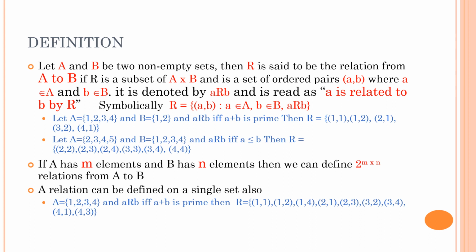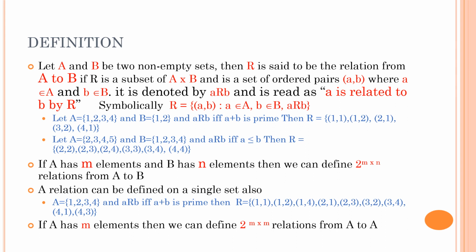Now the pairs become (1, 1), (1, 2), (1, 4), (2, 1), (2, 3), (3, 2), (3, 4), (4, 1) and (4, 3). The first element is coming from this set and the second element of the pair is also coming from the set A only. So both the elements are coming from the same set. We have defined a relation on a single set.